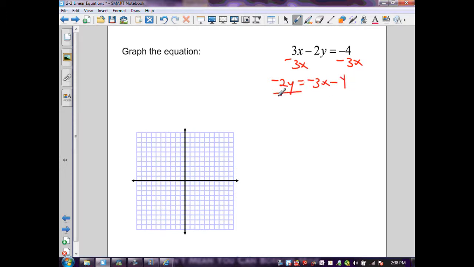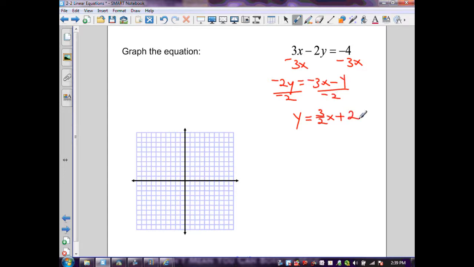Divide both sides by negative 2. That gives me y equal to, the negative 2 will go under both of these, and it can simplify in each if possible. Negative divided by a negative is a positive 3 over 2x. Negative divided by a negative is a positive. 4 divided by 2 is 2.